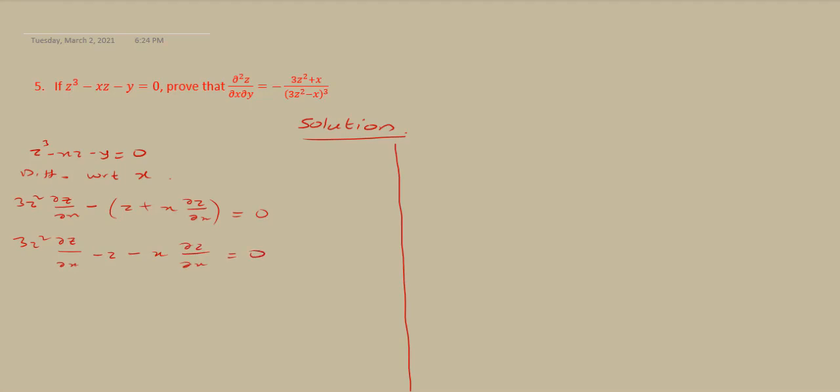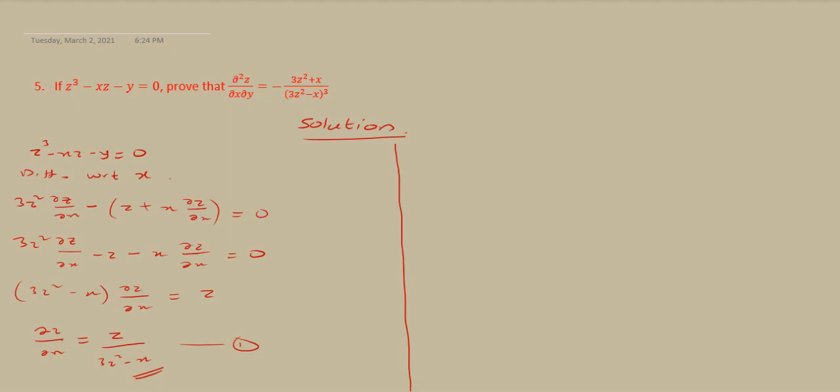Now factorize the dz dx. I will be left with 3z square minus x dz dx. Now this one will come to the other side to become z. So we will now make dz dx the subject of formula. The dz dx will now be equal to z over 3z square minus x. That is the answer to the first. That is the first thing you need to obtain. Let's call it 1.